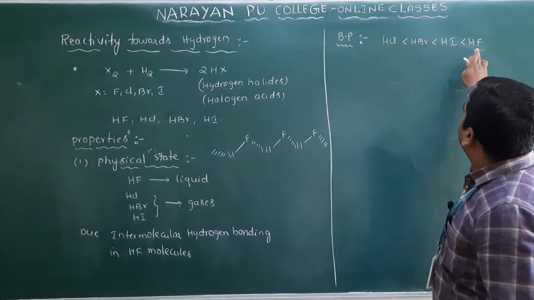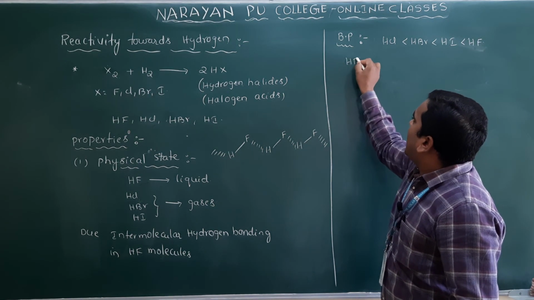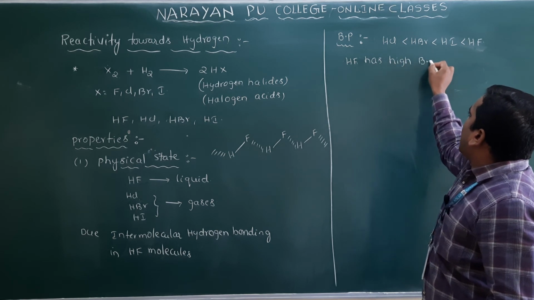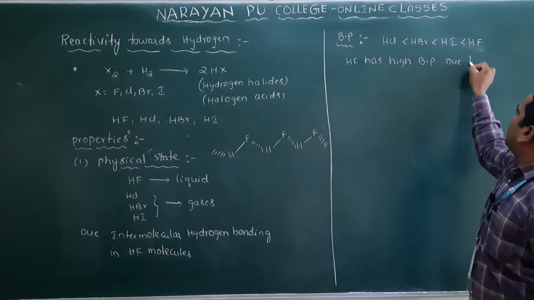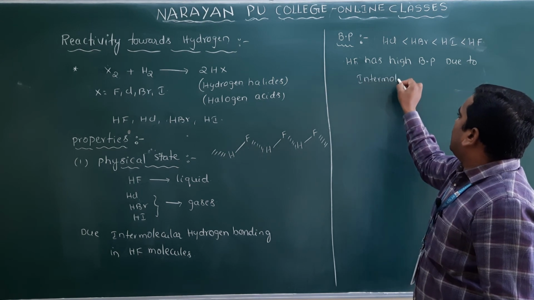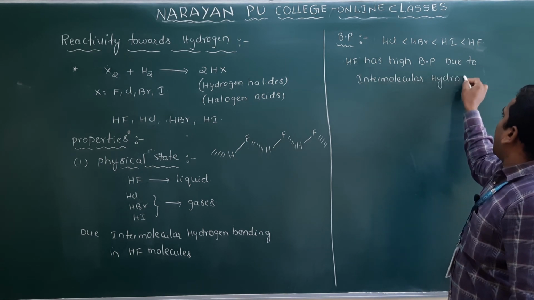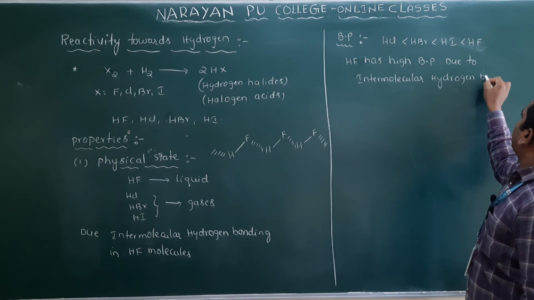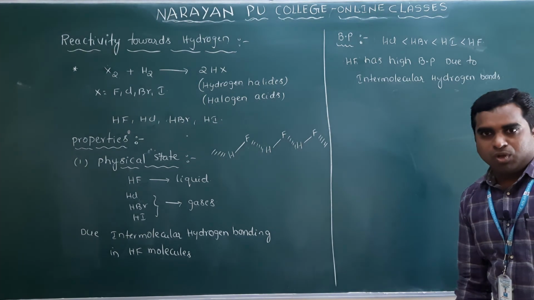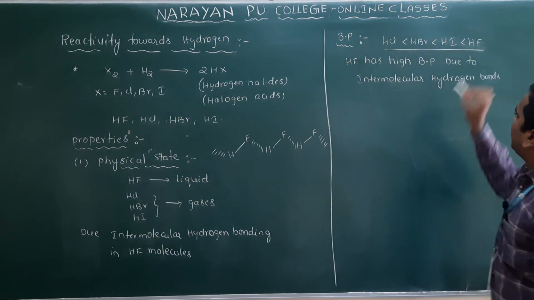Clear? No? So why does HF have a high boiling point here? Because HF has a high boiling point due to intermolecular hydrogen bonds. Intermolecular hydrogen bonds exist in which molecules? HF molecules. Clear? So that is the order here. This is very important.